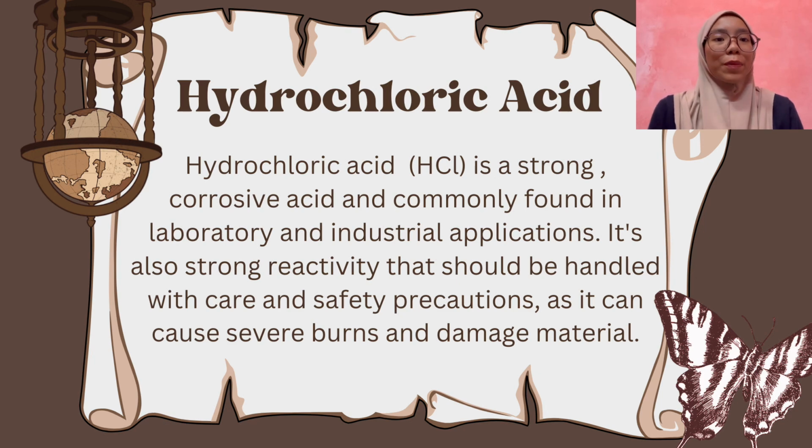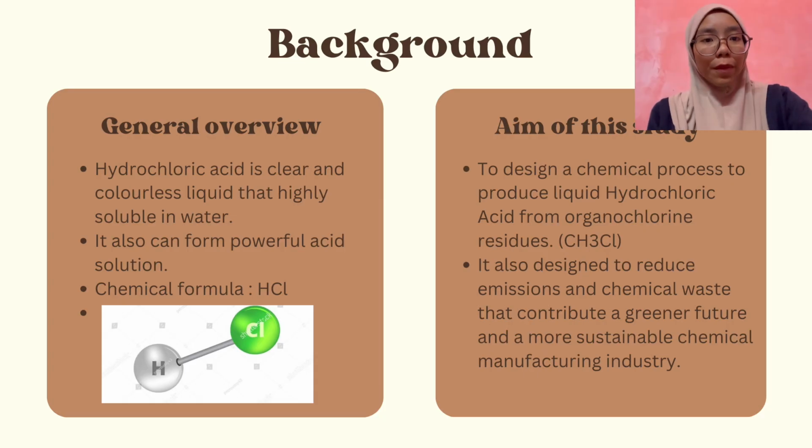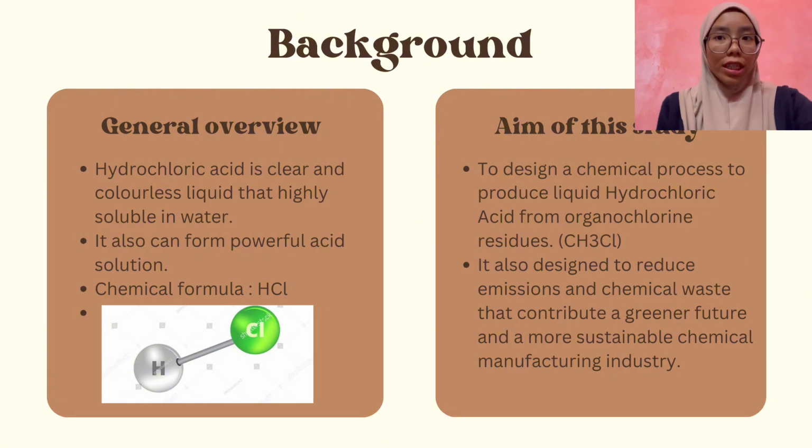So the first one, I will present about hydrochloric acid. The definition of hydrochloric acid: HCl is a strong corrosive acid commonly found in laboratory and industrial applications. It also has strong reactivity and should be handled with care and safety precautions, as it can cause severe burns and damage material. For the background, the general overview is hydrochloric acid is a clear and colorless liquid that is highly soluble in water. It can also form powerful acid solutions, and the chemical formula is HCl.